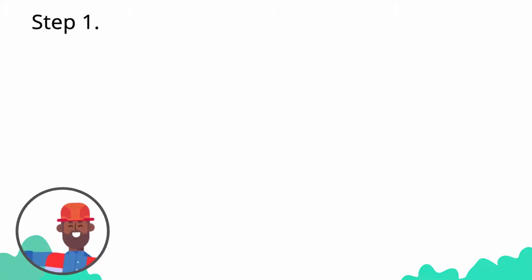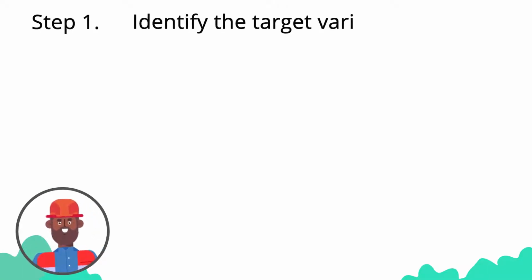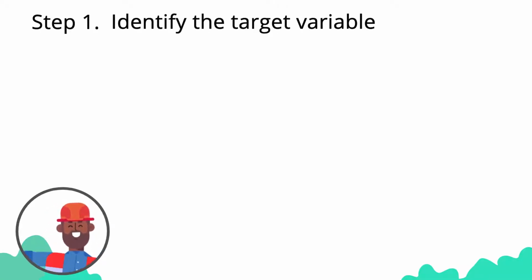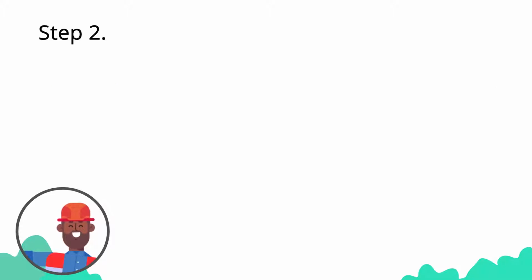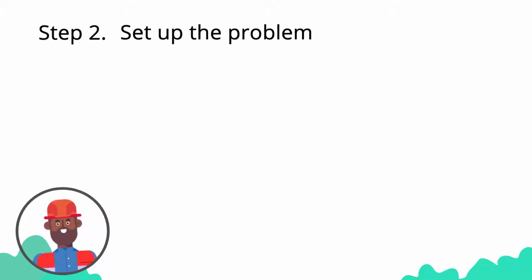Step number 1. Identify the target variable. The problem is asking to convert the volume of the wood in cubic centimeters. Step number 2. Set up the problem. Set up the necessary formula and conversion factors to answer the problem.